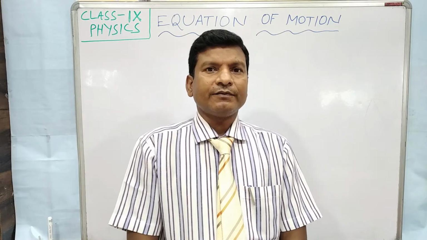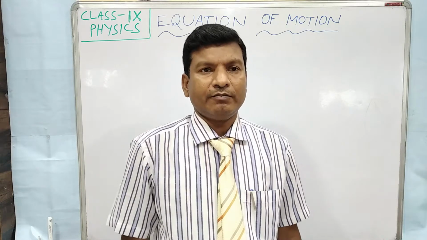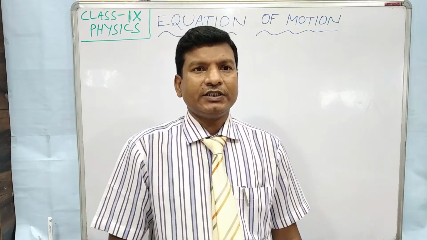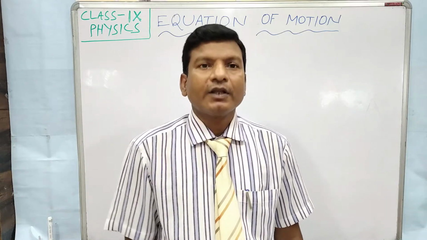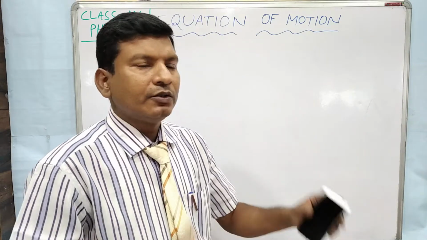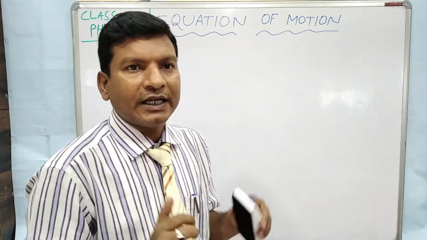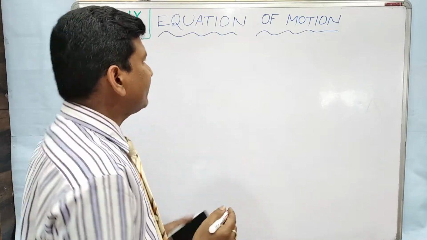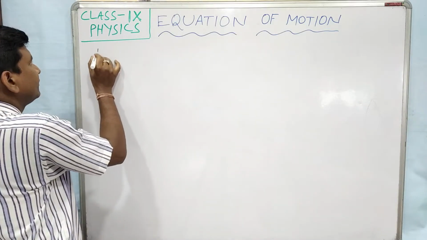Suppose a body is moving in linear motion and the acceleration of the body is uniform. So now we will see how the initial velocity, final velocity, distance covered, acceleration, and also the time are related to each other. There are three equations of motion to bring the relationship between all these physical quantities I have told you.